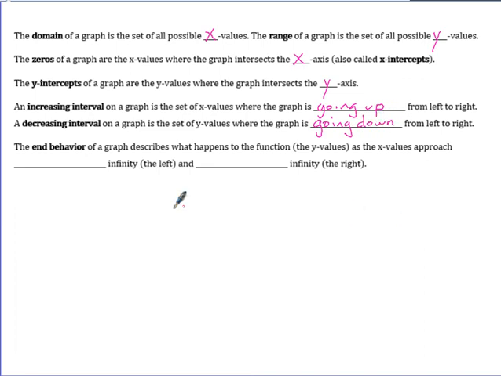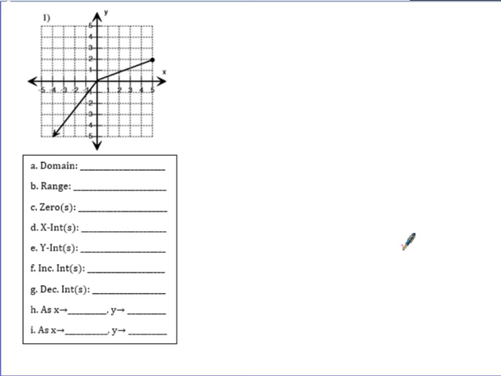Okay, and then the end behavior, we're looking at the very ends of the graph. So as the x values approach negative infinity, that would be the left side of my graph, I want to say what happens. And then as it approaches positive infinity, which is the right side of my graph, I want to say what happens to that graph. So you have a bunch of practice problems there in your packet.